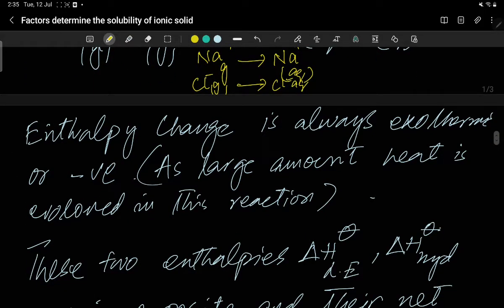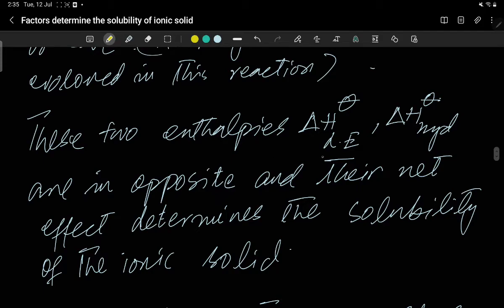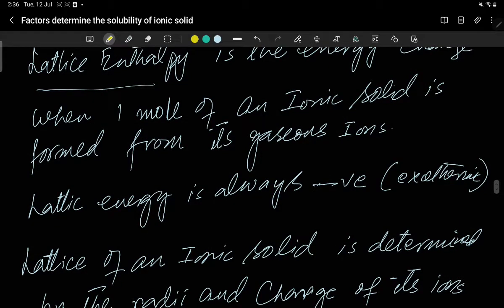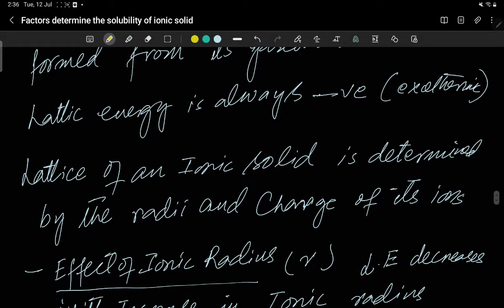Enthalpy change of hydration is always exothermic as a large amount of heat is evolved in this reaction. These two enthalpies, delta H lattice energy and delta H hydration, are opposite, and their net effect determines the solubility of the ionic solid. And you know that lattice energy is the energy change when 1 mole of an ionic solid is formed from its gaseous ions. Lattice energy is always negative, exothermic, and the lattice energy of an ionic solid is determined by the ionic radii and charge of its ions.